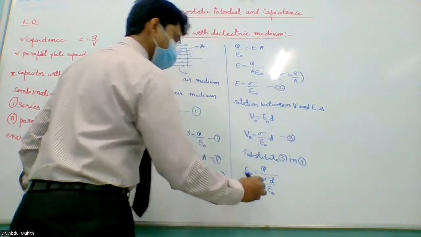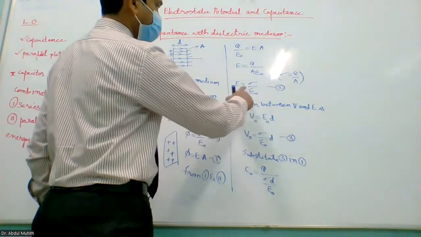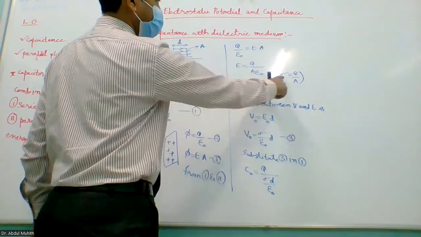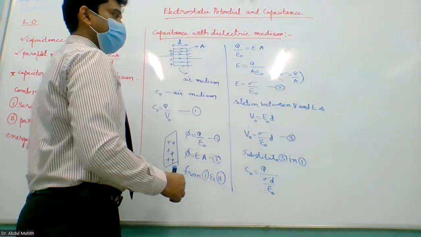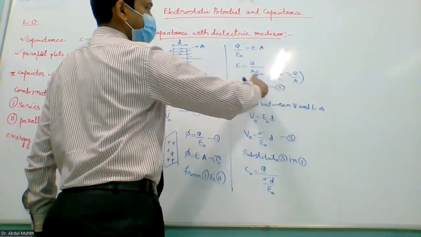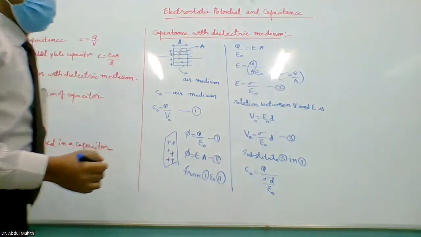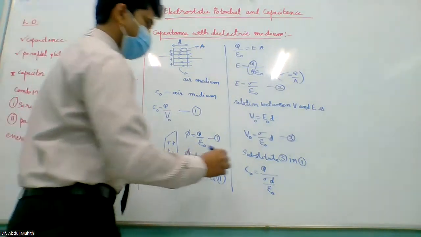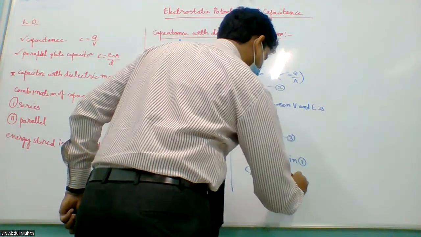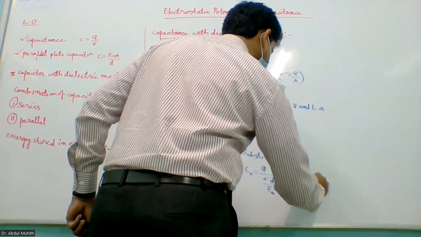Sir, how is E0 sigma by epsilon 0? So what is E0? E0 is equal to Q by A is what? Sigma. Sigma is surface charge density. So Q by A is sigma. Sigma by epsilon 0. So what are we getting now? We are getting C0 is equal to Q into epsilon naught by sigma into D.